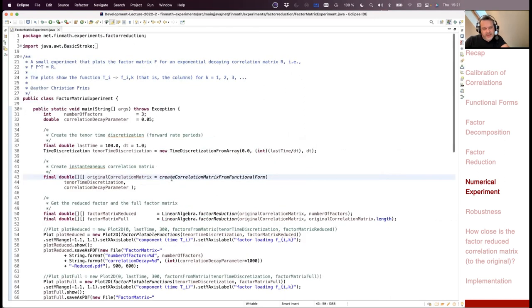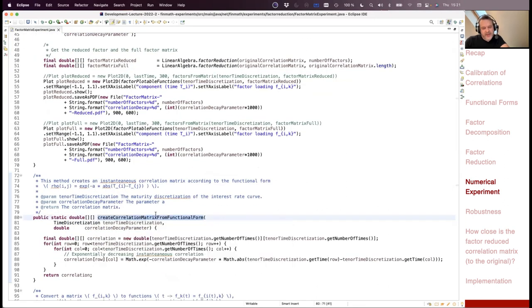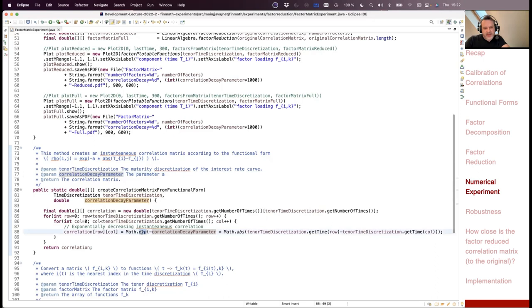So let's have a look at this implementation. It comes here below, create correlation from functional form. This is our model, exponential of minus a times the absolute value of T_i minus T_j. So if two forward rates are further apart, they have more decorrelation. So that's my model for the rho_ij. I have the time discretization, and I have this parameter a, which describes the decorrelation, the exponential decay. So I just calculate here the exponential of minus a, and then take the difference of the two times, T_i minus T_j, where i is the row of the matrix and j is then the column of the matrix. So this gives my matrix rho_ij.